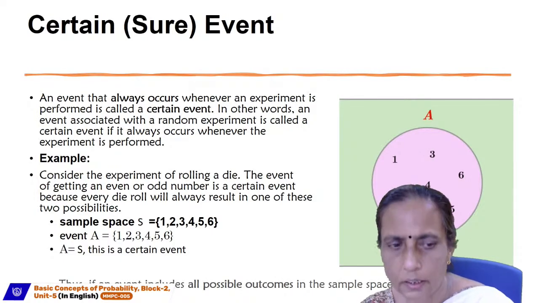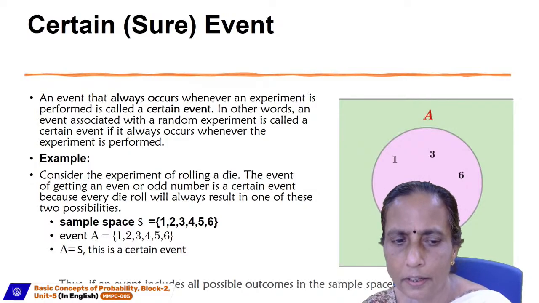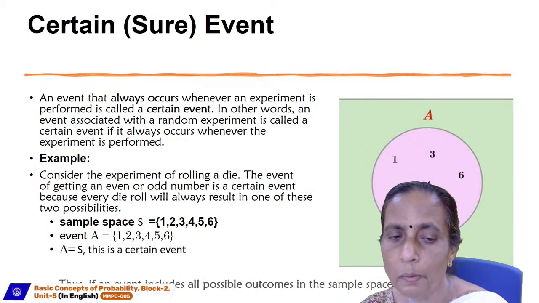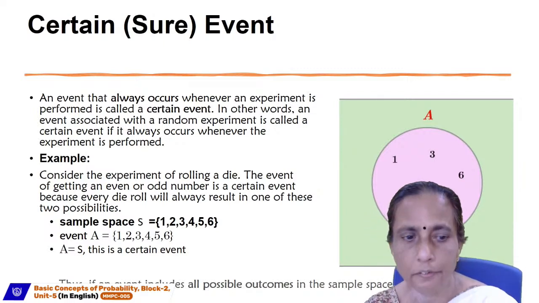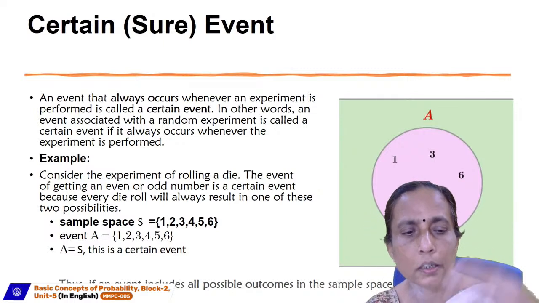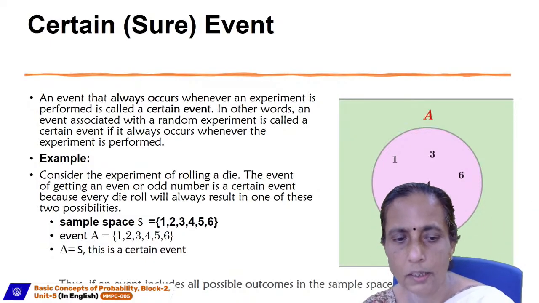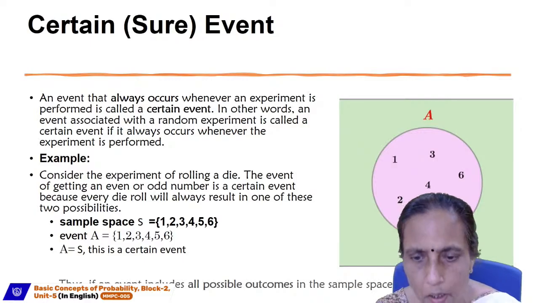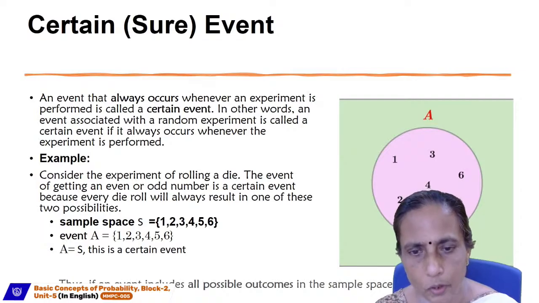In the case of a certain event, the sample space is this, and the event is 1, 2, 3, 4, 5, 6. So in a certain event, your sample space is equal to the set of the event. Thus, if an event includes all possible outcomes in the sample space, then it is called a certain event.